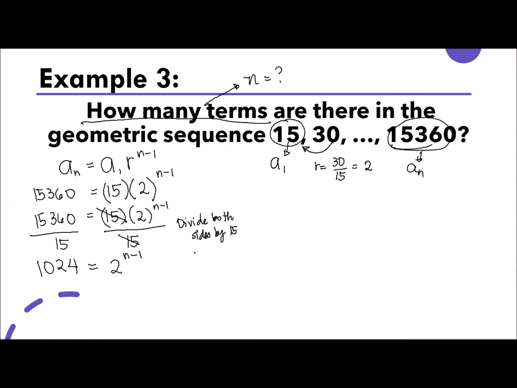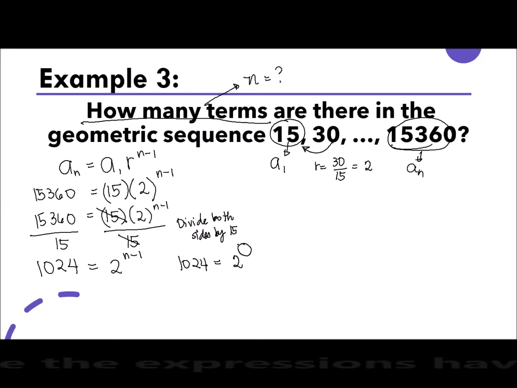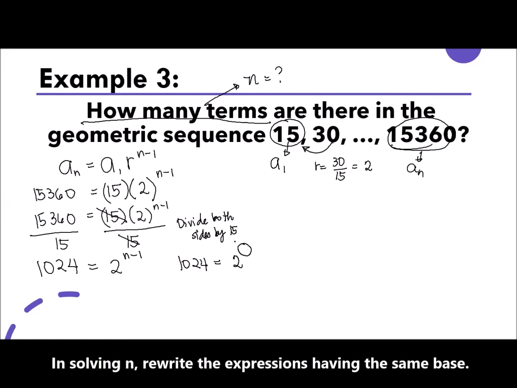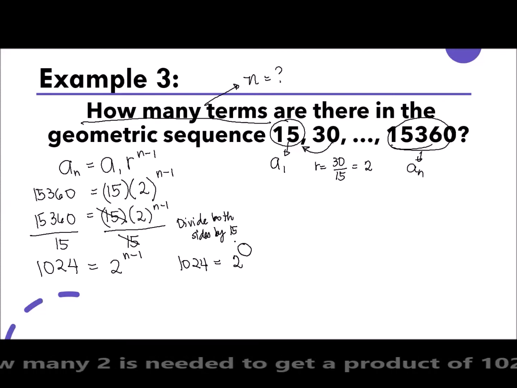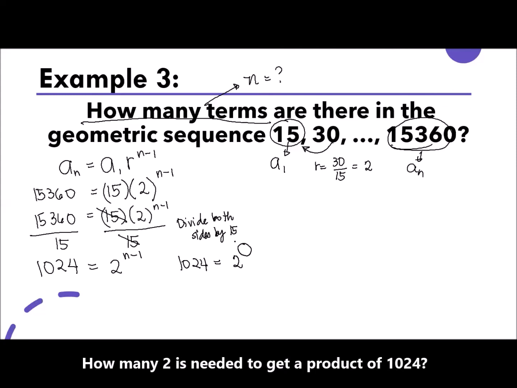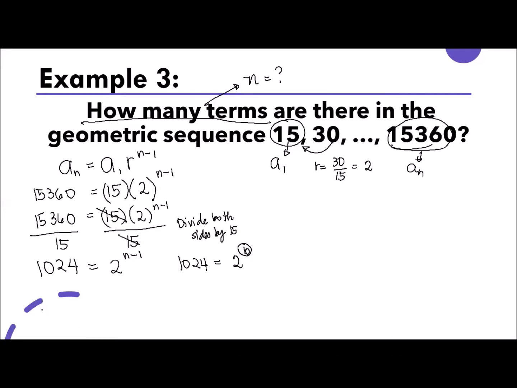Okay? So, si 1,024, gagawin nating base ay 2. Mag-iisip tayo ng exponent ni 2 para maging 1,024. So, ilang 2 para maging 1,024? Okay? So, can you think of a number? Yan. Correct. The answer here is 10.